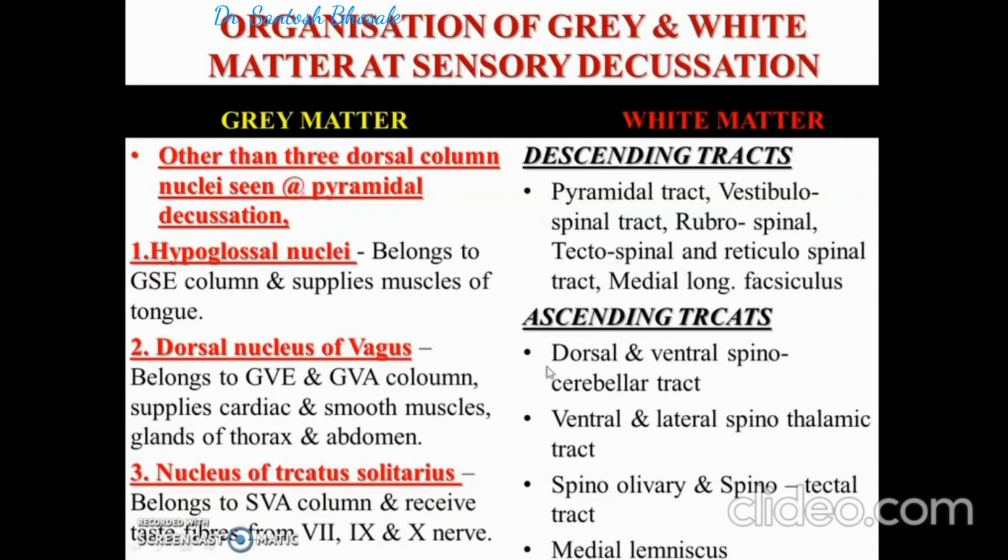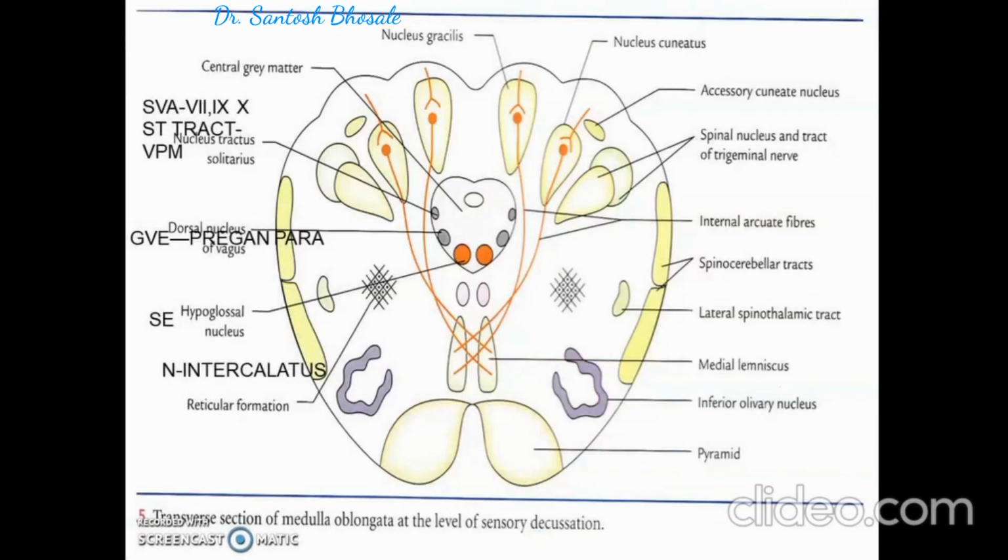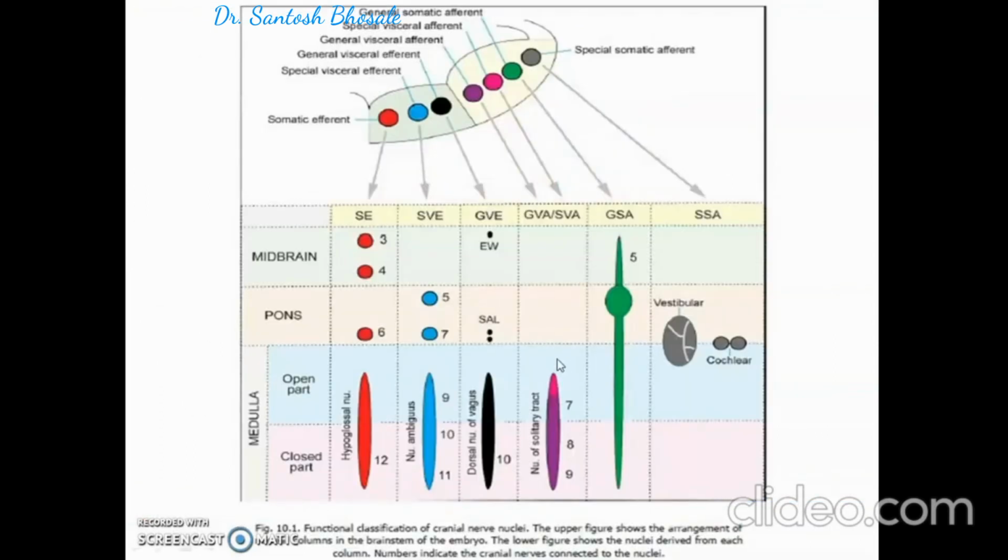Nucleus of tractus solitarius belongs to the special visceral afferent column and receives taste fibers from the facial, glossopharyngeal and vagus nerve. And in the white matter, the medial longitudinal fasciculus and medial lemniscus are the additions. Remaining are the same as what you have seen at the pyramidal level. So, you can see the hypoglossal nucleus at this level, then dorsal nucleus of vagus, nucleus of tractus solitarius. See, they are extending throughout the medulla, and even the spinal nucleus of trigeminal nerve. This will give you an idea.